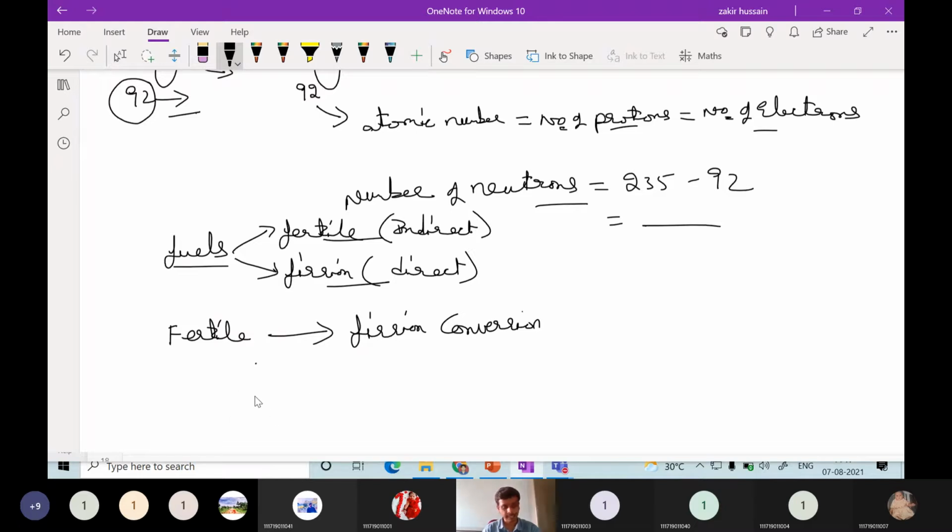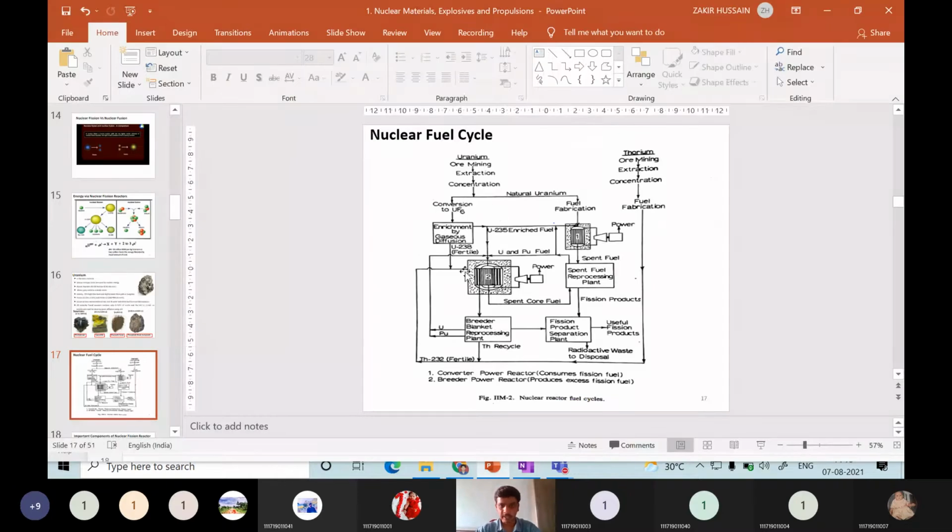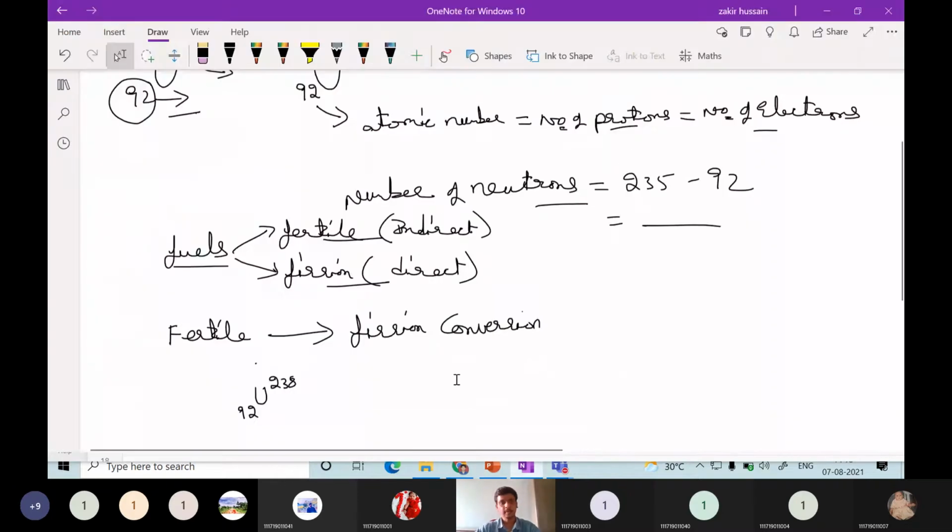Okay, this will take place as follows. For example, U-238 (uranium-92, 238) is a fertile fuel, not a fission fuel. This fertile fuel has to be converted to fission fuel. How do we convert it? We have to supply one neutron there.